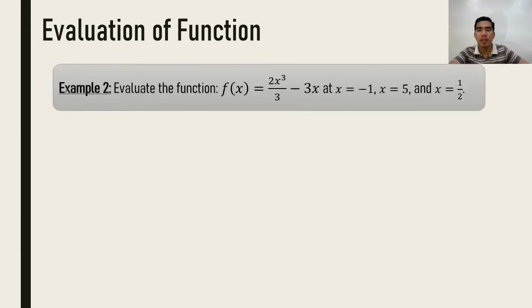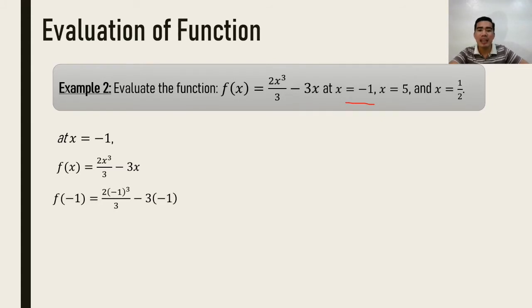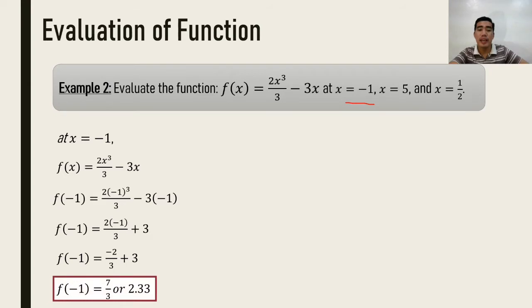Next example, evaluate this one. So same process, we have x, so on and so forth. Yan. So substitute lahat ng variable x. Lahat talaga sa palitan natin siya ng ating value ng variable. So we have negative 1, so on and so forth. The result is this one. Okay?